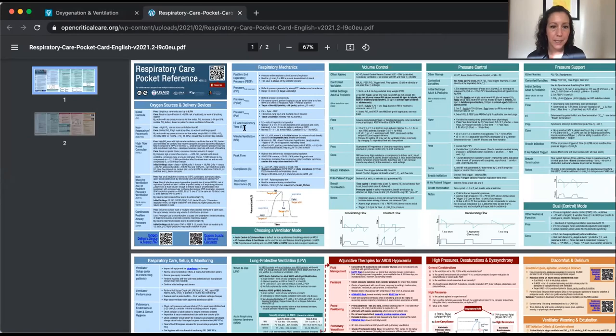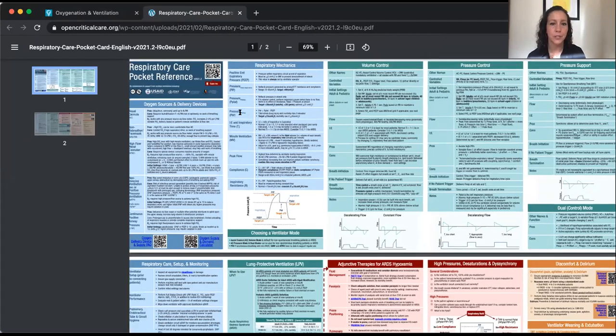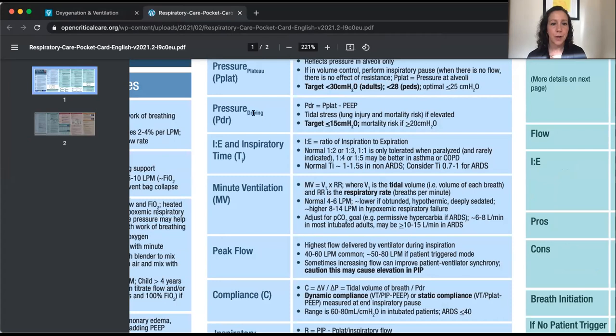Respiratory mechanics. Here it is. Driving pressure. Pressure driving PDR, okay? PDR is the plateau pressure minus the PEEP. It tells you how much stress you're putting on the lungs. So lung injury and mortality risk is elevated if your driving pressure is too high, okay?